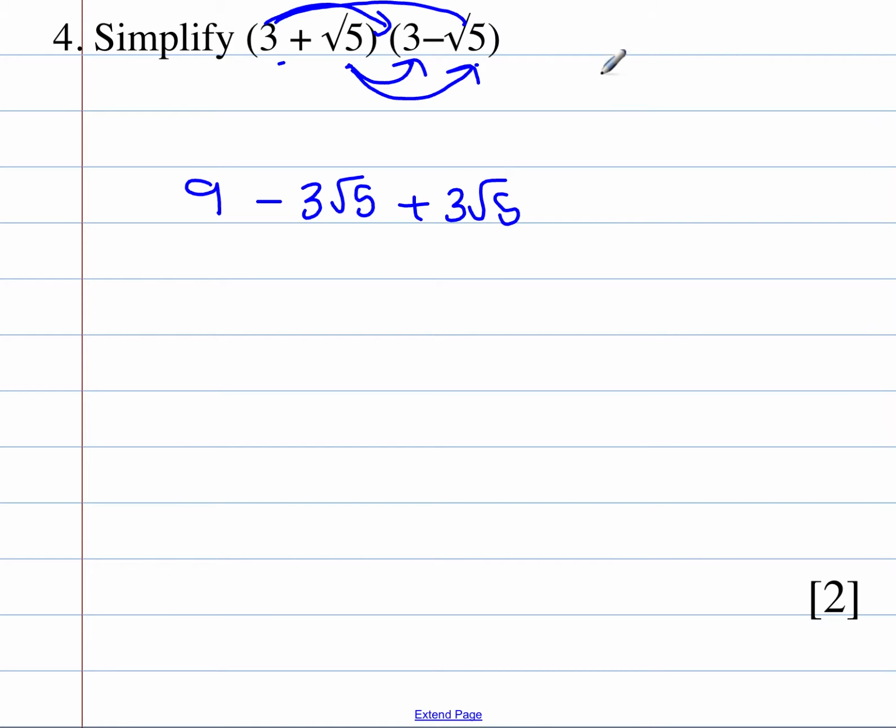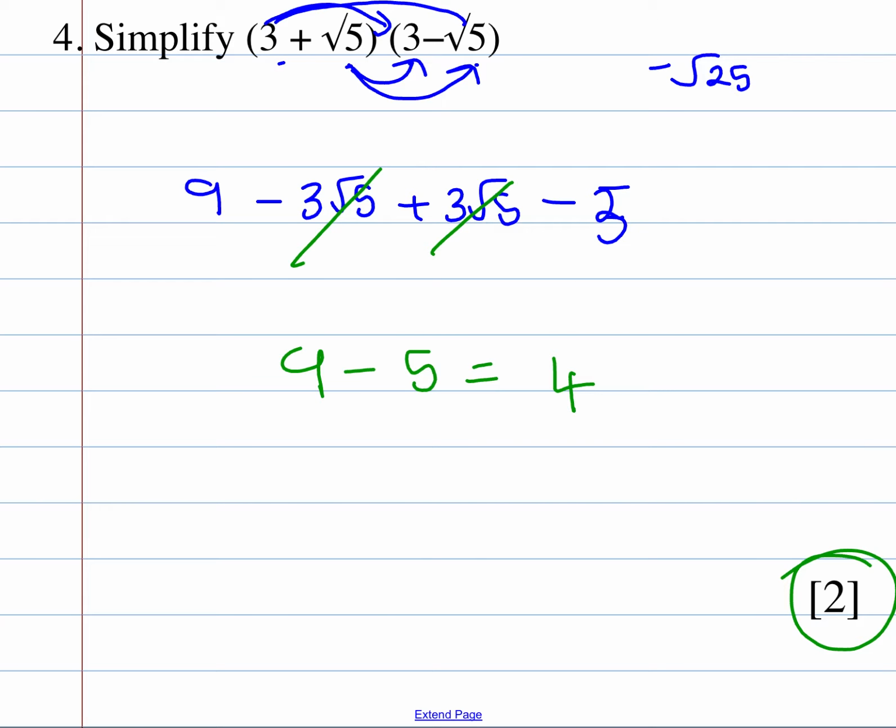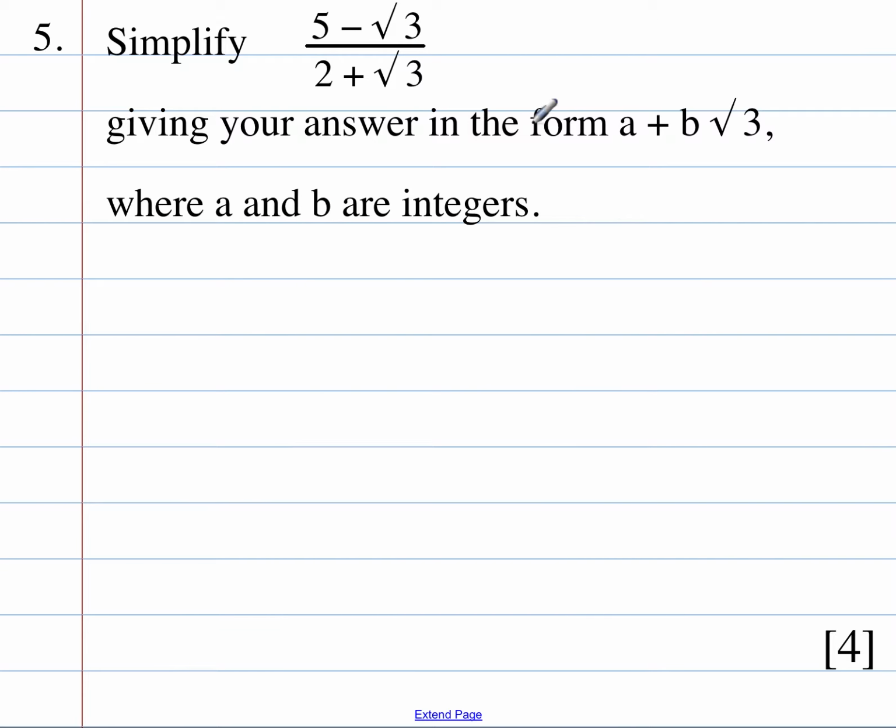Then I've got root 5 times negative root 5 is root 25. One is positive, one is negative, making that negative, and that's going to give me negative 5. Now what you'll notice is the two middles will cancel out. 9 take away 5 gives me 4, and 4 is my answer. And I've got those 2 marks.